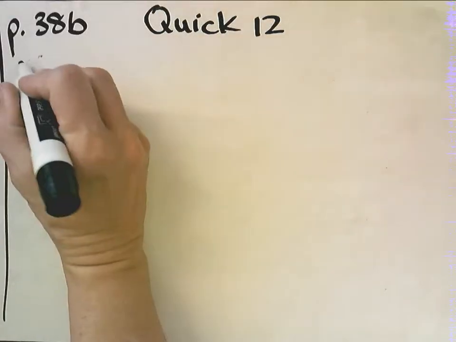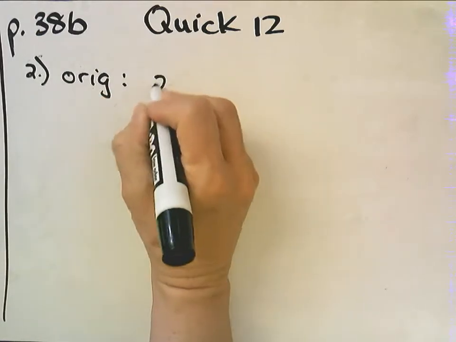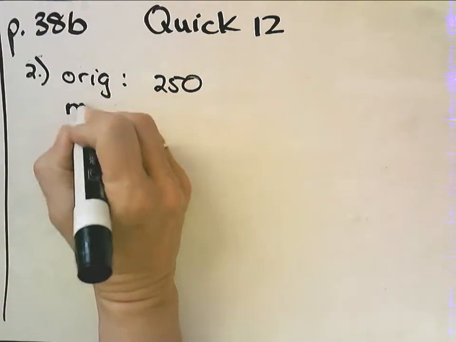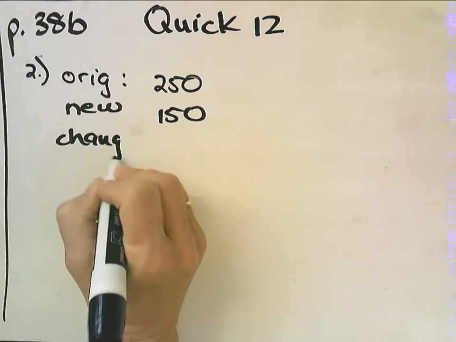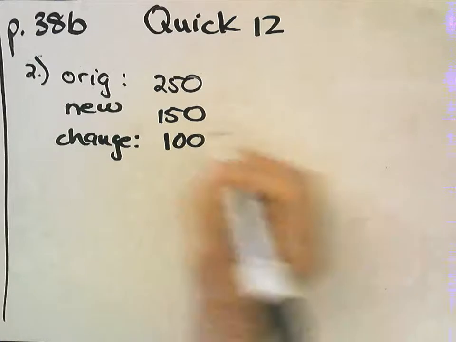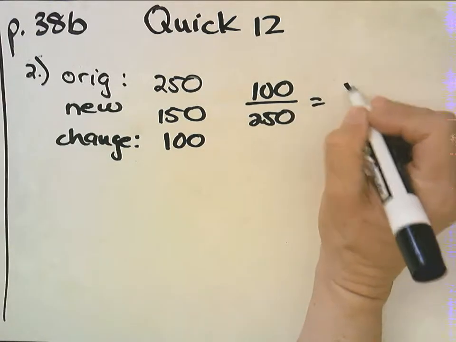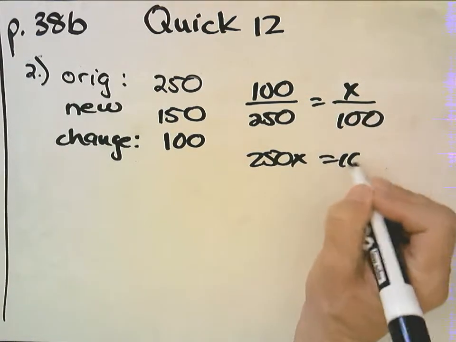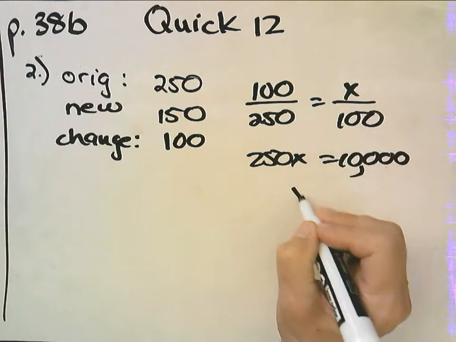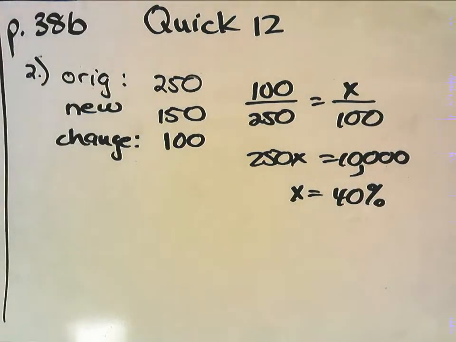Okay, number 2, we have an original of 250. We have a new of 150. You always find the change if you're looking for percent change. The change is 100. We do change over original equals x over 100. 250x equals 10,000. So x equals 40%. Now, that's a 40% decrease because the price went down.